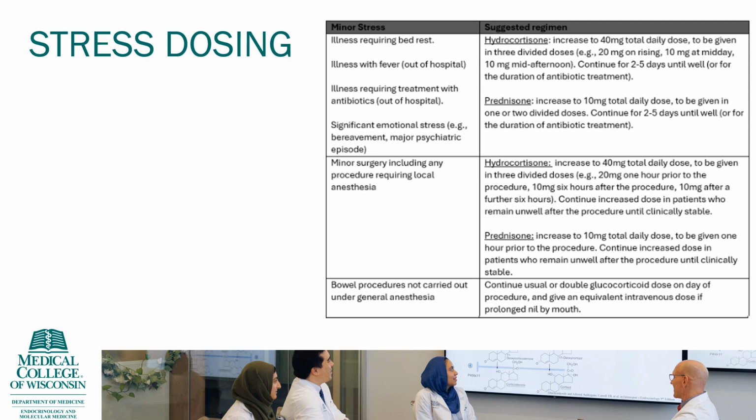So if patients are having a minor surgery, including those with local anesthesia, they can get hydrocortisone 40 milligrams total for the day, similar to what is given for an illness with a fever or an illness requiring bed rest. And then if they're going to have a bowel procedure that's carried out not under general anesthesia, so just under twilight sedation, they can continue their usual dose or double the glucocorticoid dose on the day of the procedure. They should be given an equivalent intravenous dose if they're going to be NPO for a prolonged period of time.